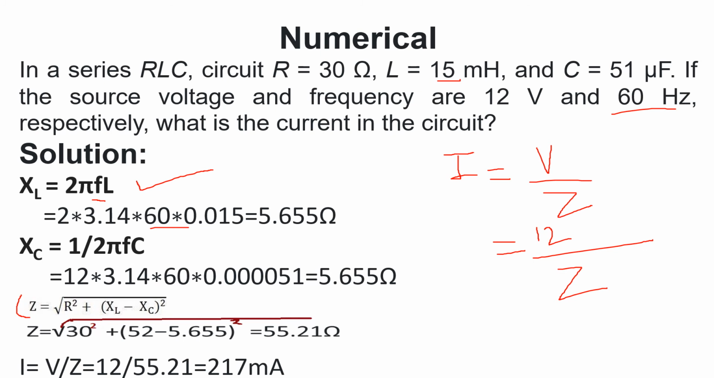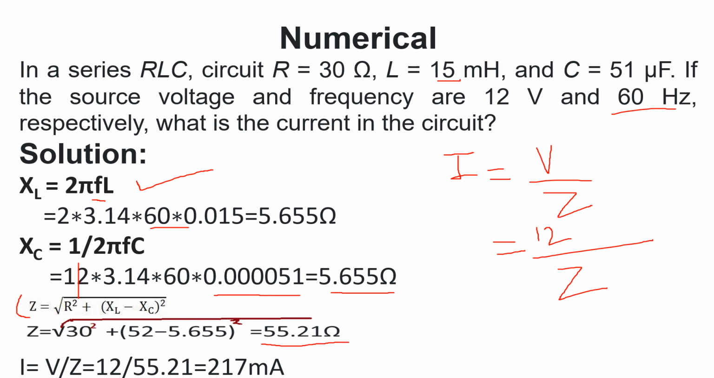In a similar way calculate XC, which is equal to 1 upon 2 pi FC. So 1 divided by 2 multiplied by the pi value, F is 60 hertz, and C is equal to 51 into 10 raised to minus 6. And you will get the value of XC as 5.655 ohms. So substitute the XL value and XC value in the equation, and you will get the final Z value as 55.21 ohms.